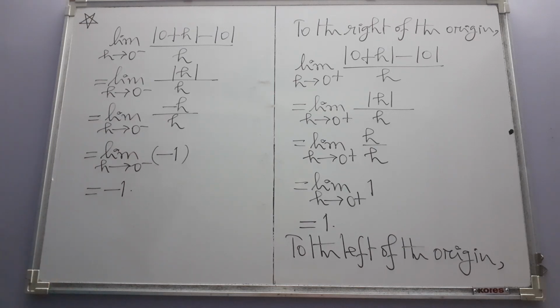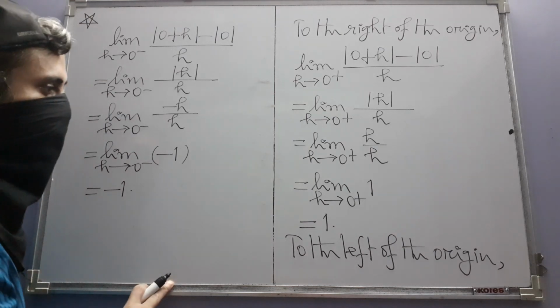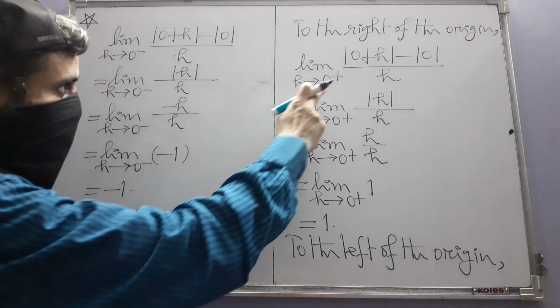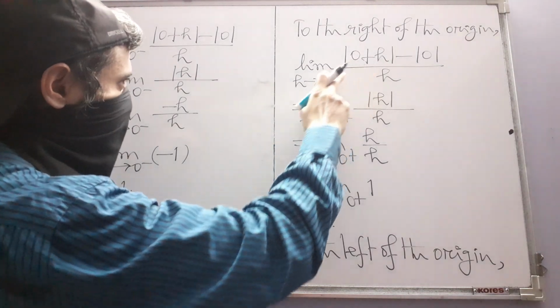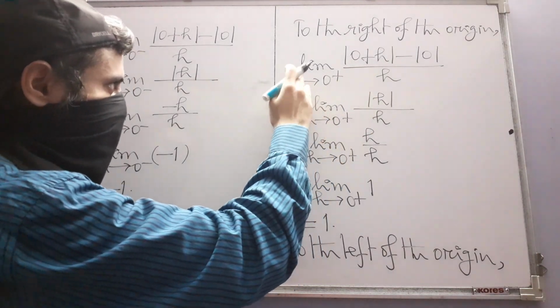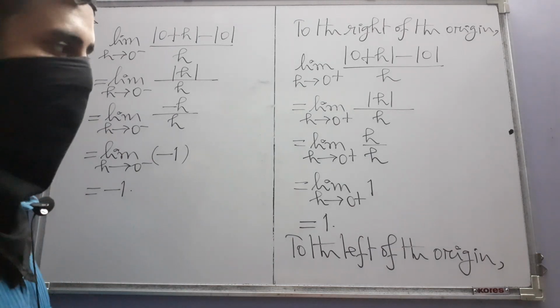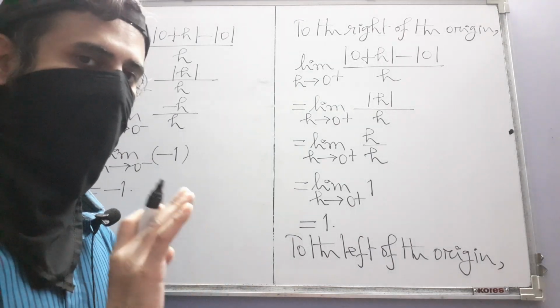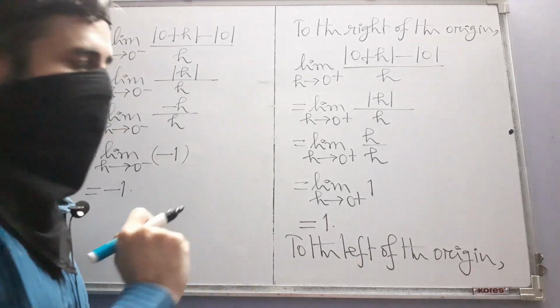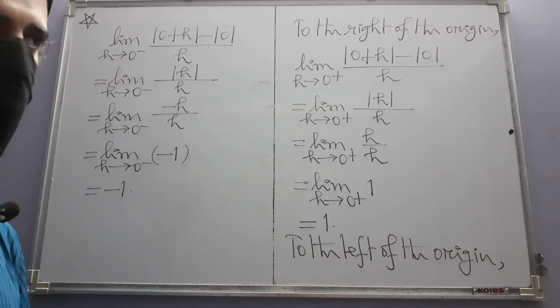Because these two values are different, the limit of this ratio does not exist as H approaches 0. Not from right or left, it just approaches 0. That limit does not exist. And that is why the derivative also does not exist at 0.